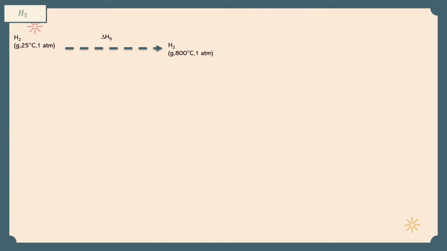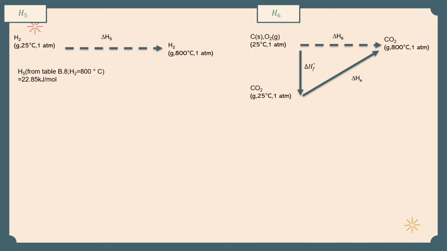So to calculate H5, since H2 is an elemental species, hydrogen doesn't have a heat of formation, so we can directly calculate the enthalpy change due to its difference of temperature. So we can get the value from B8. To calculate H6, same as previously, draw a hypothetical path first and get the heat of formation from Table B1 and the ΔH_A value from Table B8, and add both of them, we can get H6.